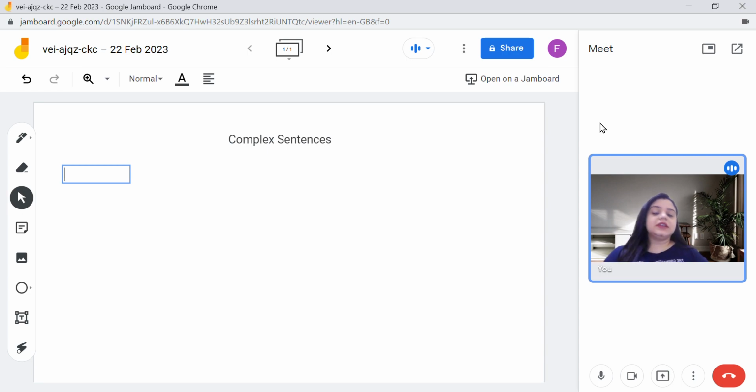Basically, grammatical range is nothing but showcasing the different elements of grammar, in order to show how well you are equipped with grammatical concepts. For that purpose, we are here to talk about different sentence structures. And today we are going to talk about a very important topic, which is complex sentences.